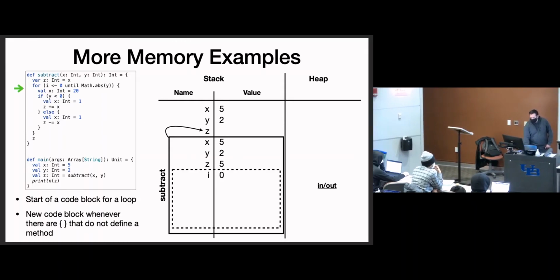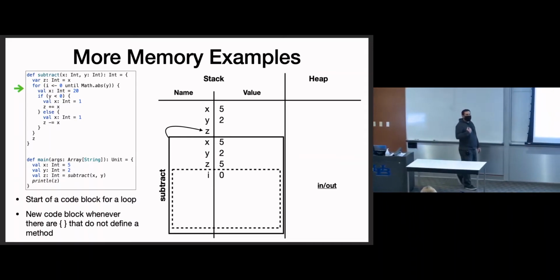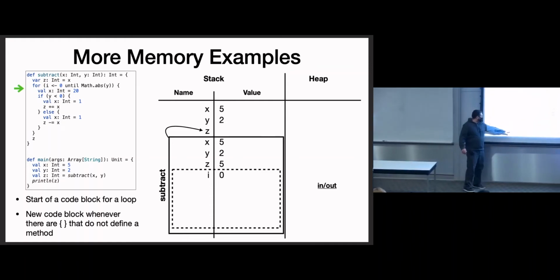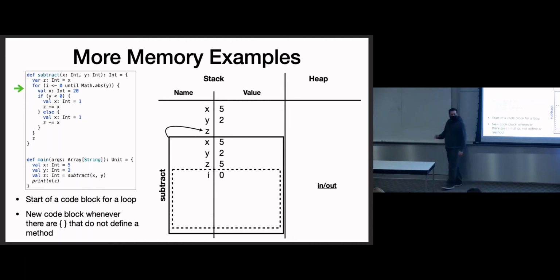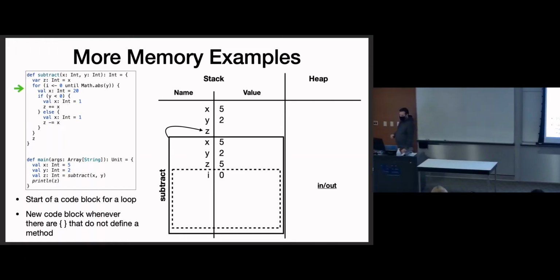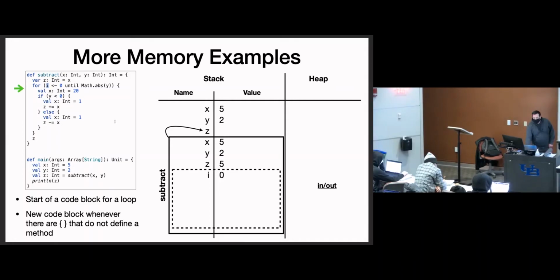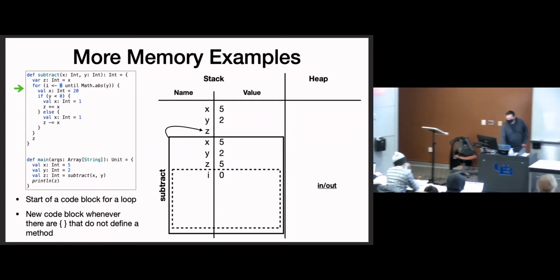Okay, now we hit our first code block. We start a loop. Whenever we have parentheses that do not define a method or later on a function, that's going to be a code block. And this has different scoping implications that are going to be different than a stack frame. So we create the new block for our loop. We're going to declare our looping variable i inside that block. Assign it its initial value. This is going to loop 0 until math.abs of y.